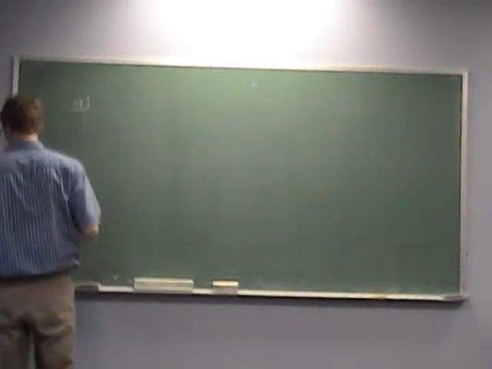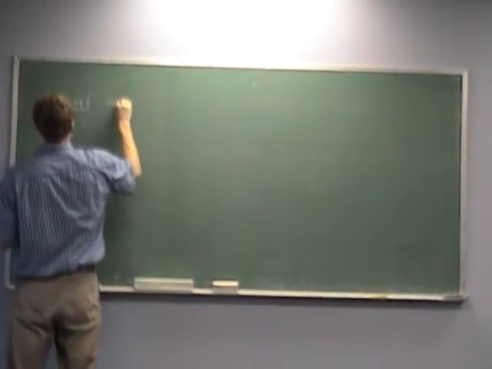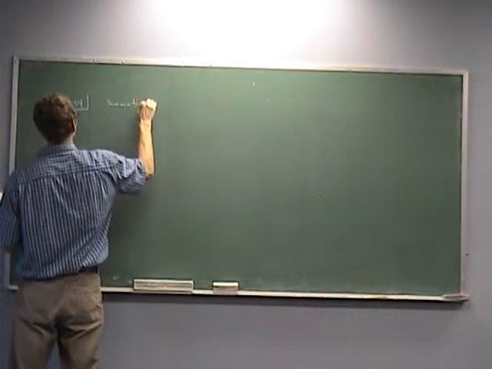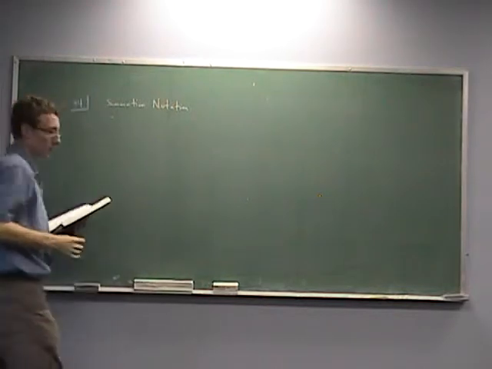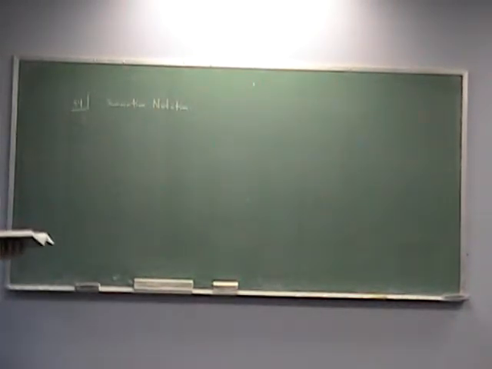So, we're going to skip into 34, and pick up just a piece of 34. But this is the piece that we're most concerned about. And this is summation notation. One of my favorite phrases from this book.